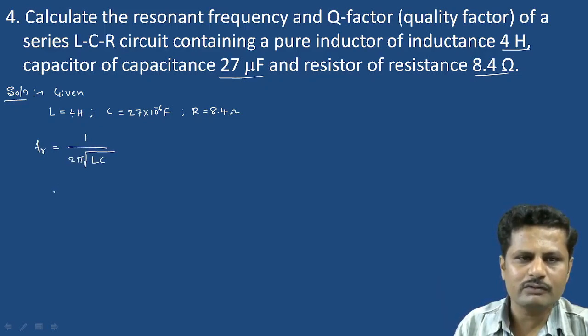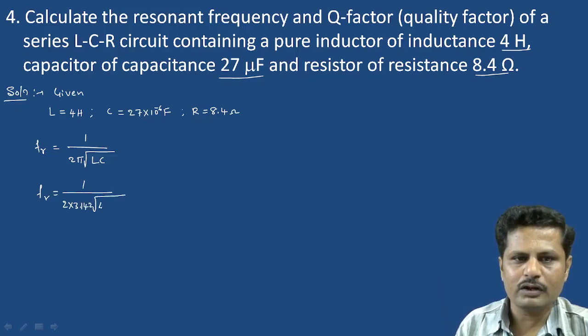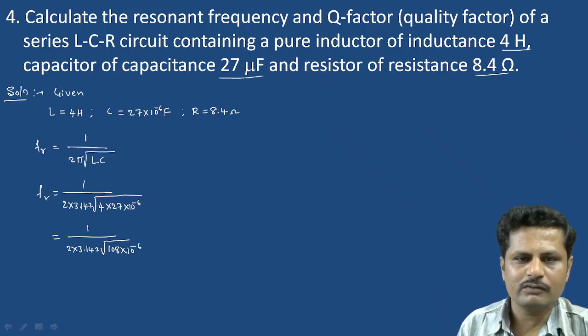And substituting the values, that is 1 divided by 2 pi, where pi value is 3.142, root L equals 4 Henry and C equals 27 into 10 raised to minus 6. So on simplifying this, we get 2 into 3.142 root 108 into 10 raised to minus 6.